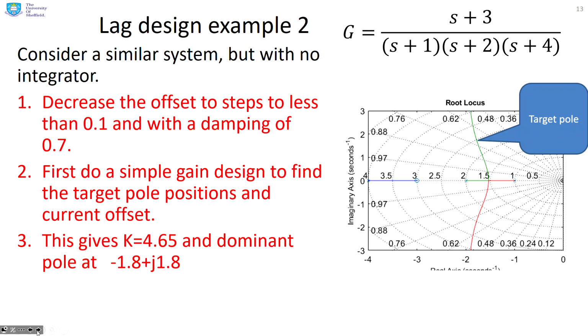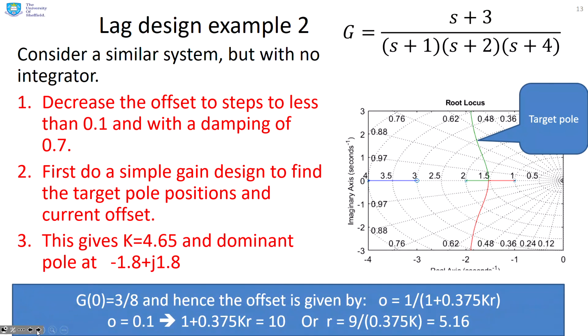Now, the lag is used for your offset criteria. Now we're doing offsets to step because there's no integrator. So you'll see what I've done down here. As I've said, what's the offset to a step? Well, there it is, with my lag compensator included, assuming I've done everything I've done before.